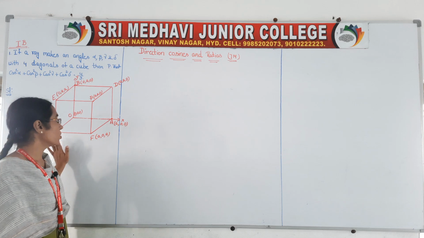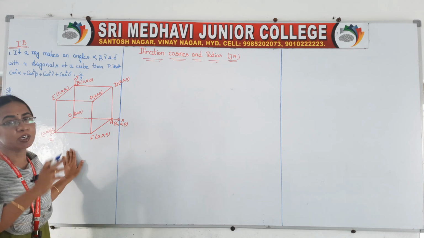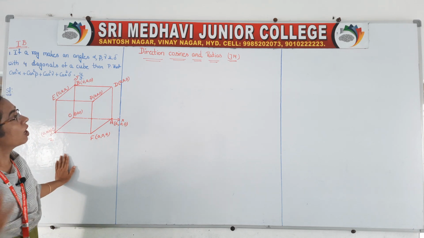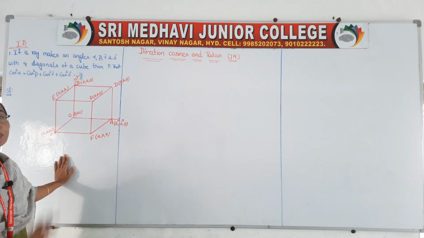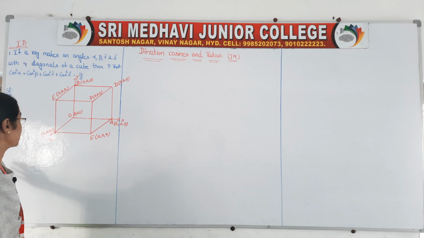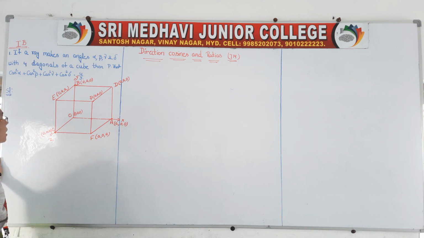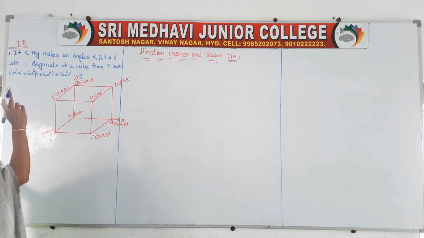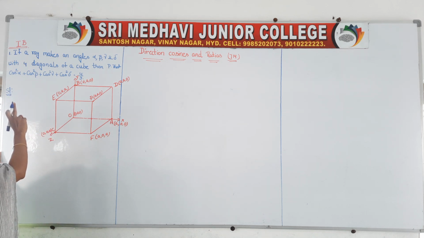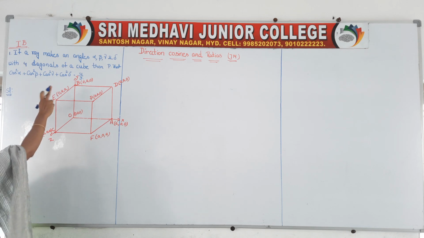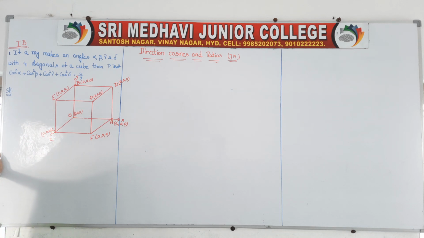Okay, so now we will do one important 7 marks problem on direction cosines and direction ratios. From this topic you have one 7 marks question. So come on: if a ray makes angles alpha, beta, gamma, delta with the 4 diagonals of a cube, then prove that cos square alpha plus cos square beta plus cos square gamma plus cos square delta is equal to 4/3. So first you take one cube.